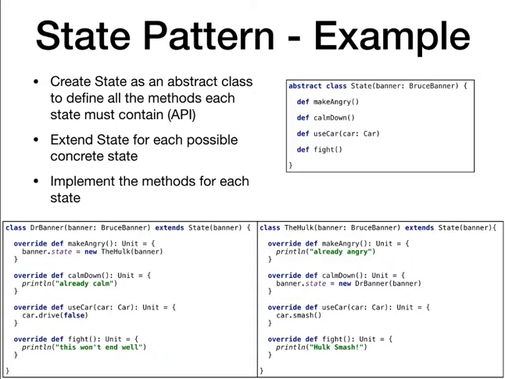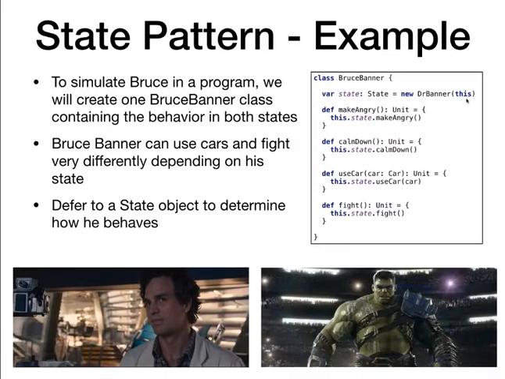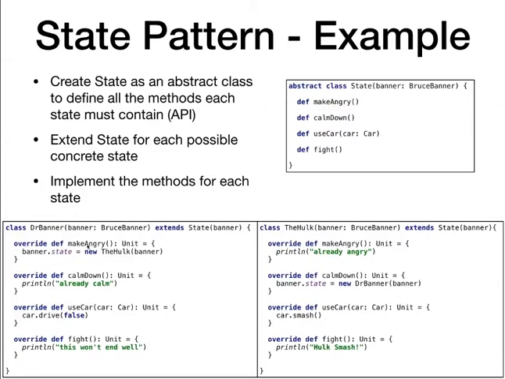So for example, when he's in the state Dr. Banner, we're going to say new Dr. Banner, give it a reference of this, whatever object we're currently in of type Bruce Banner, and then defer to that for the functionality. And then that functionality is going to be, if he's calmed down, okay, he's already calm. Use a car.drive. I didn't show the car class here, but the Boolean there is overweight. So false, he's not overweight for this car. And then fight, well, he's not going to do so good in a fight.